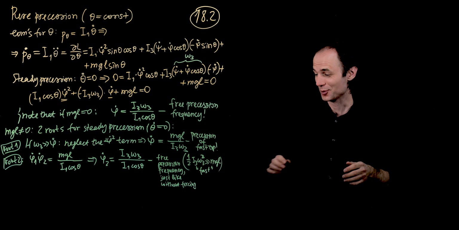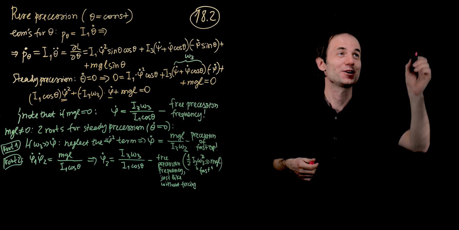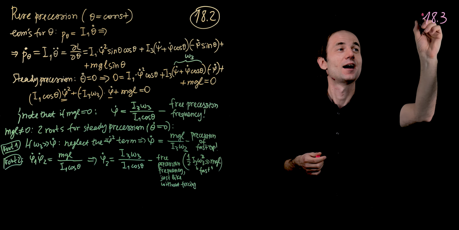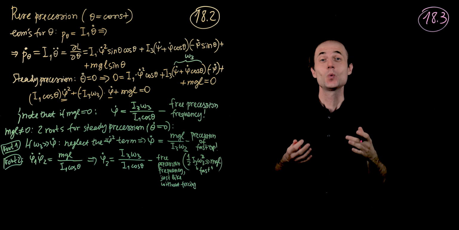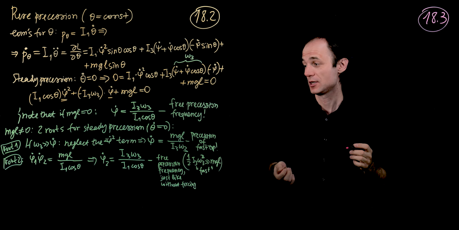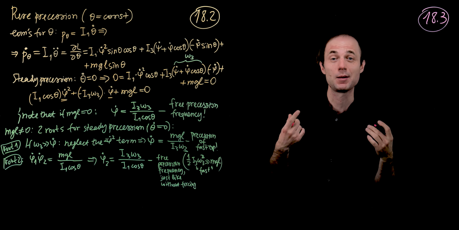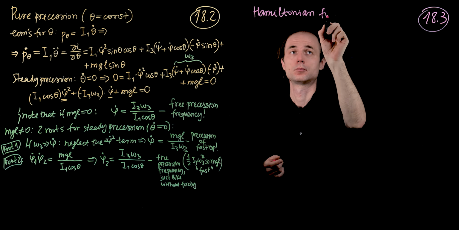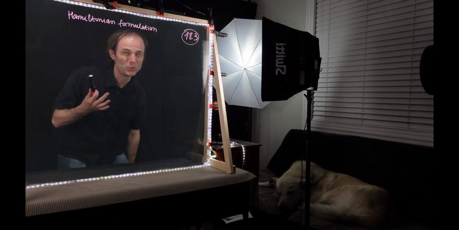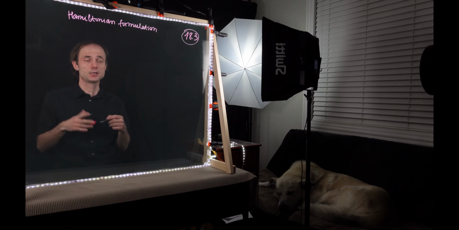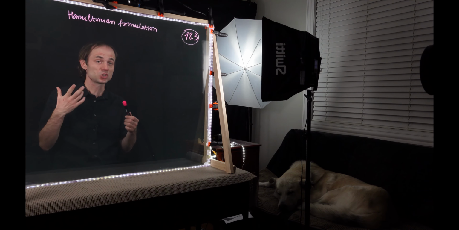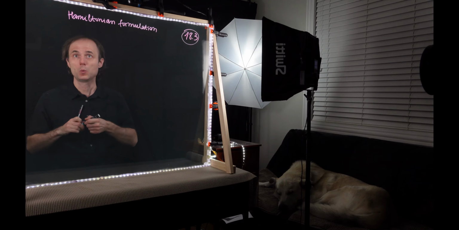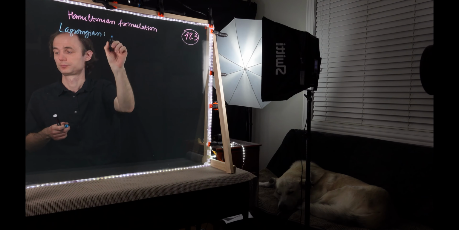Hi, welcome to part 3 of our awesome lecture 18. Here we're starting the Hamiltonian formulation of equations of motion. So why do we need a new approach? We already have a Lagrangian approach, we're happy, we don't need anything else. Well, let's try and look at how the Lagrangian approach works.